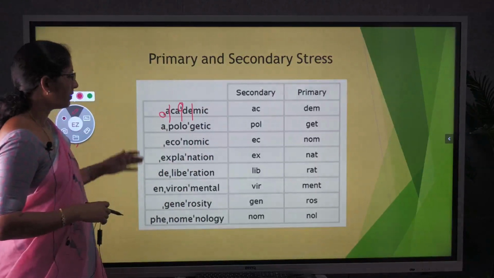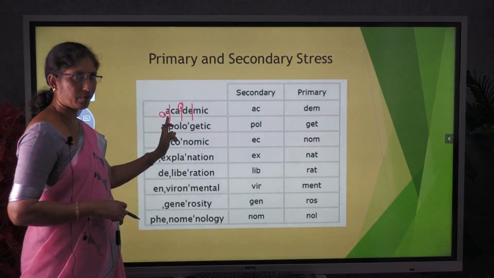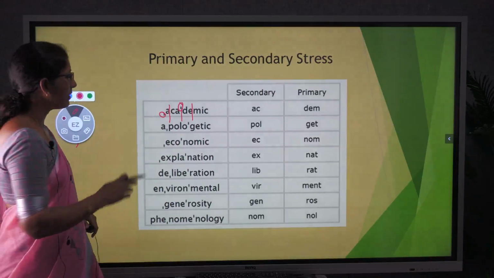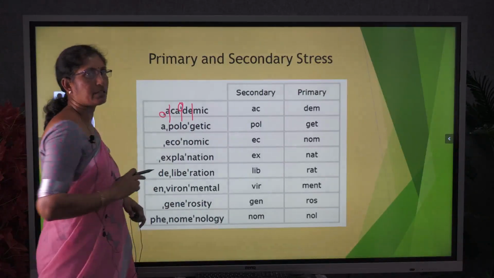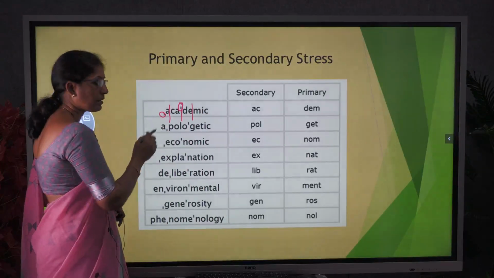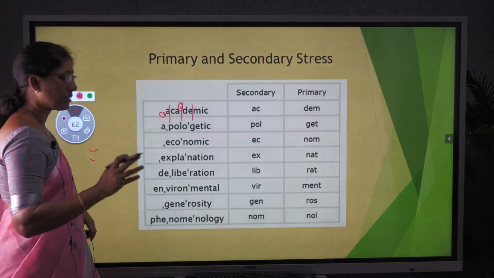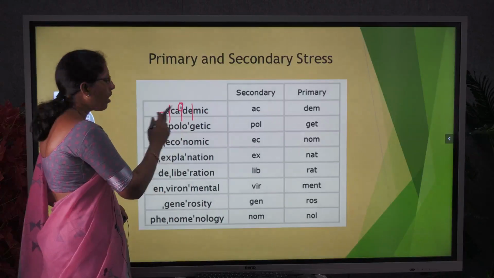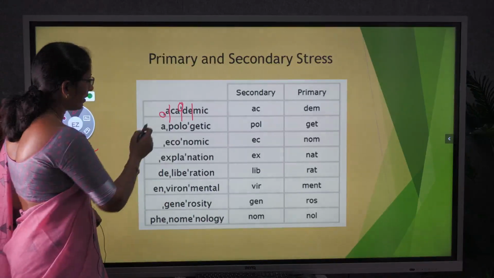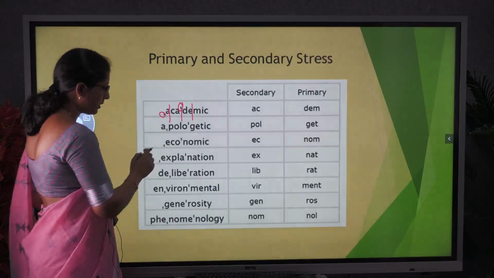That means the stress is on the second syllable from the end. Okay, that is one way of telling. Otherwise you can say the stress is on the penultimate syllable. That means this one is the ultimate syllable, this is penultimate, and this one is antepenultimate. So you can tell it in 2 ways, either the stress is on the second syllable from the end, or the stress is on the penultimate syllable. Okay, all right. Academic.